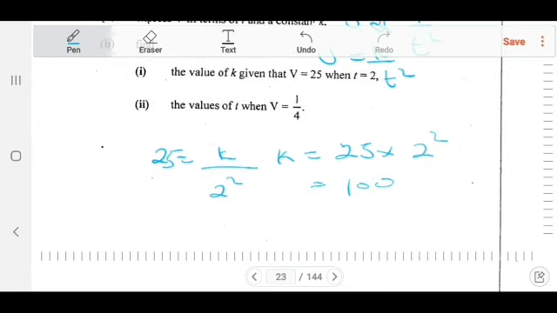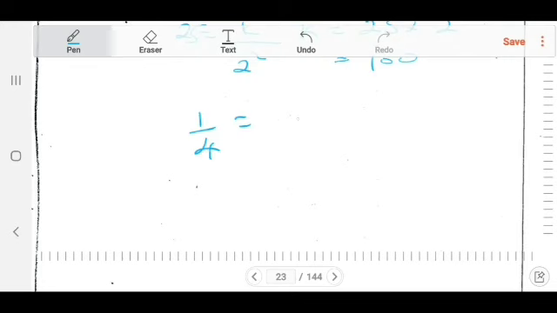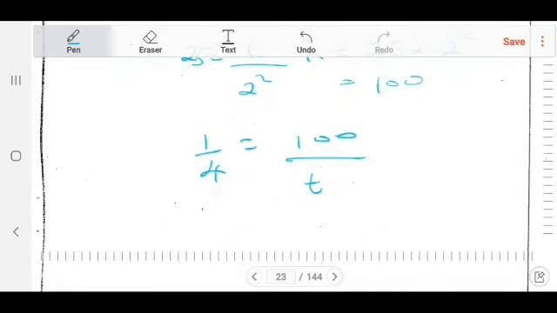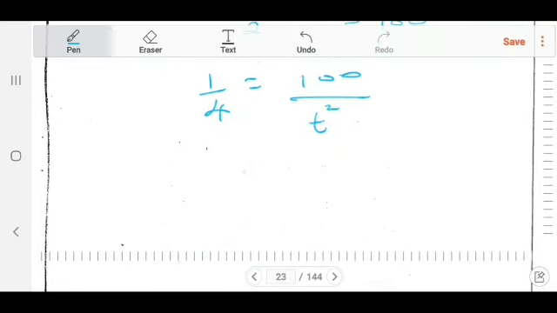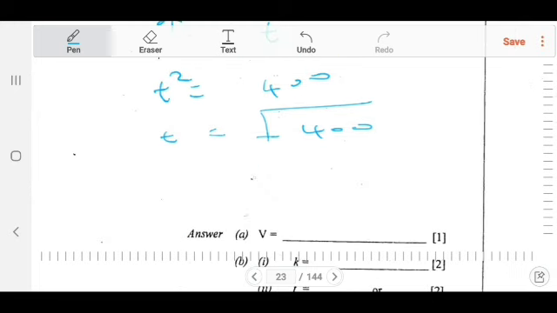Okay, then the value of T when V is a quarter. So a quarter equals to K, which we said is 100 over T squared. So you want T there, so you know that T squared equals to this times this one, which is 400. Okay, so T equals to root of 400. Alright, then if you do that, we are going to get your T is plus or minus 20.